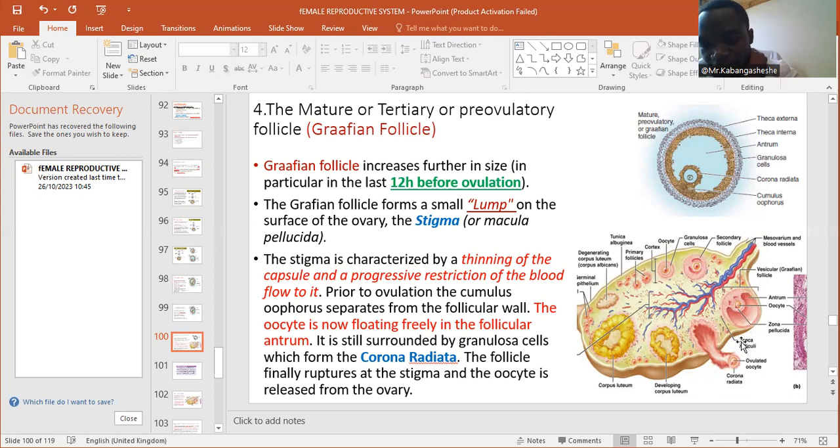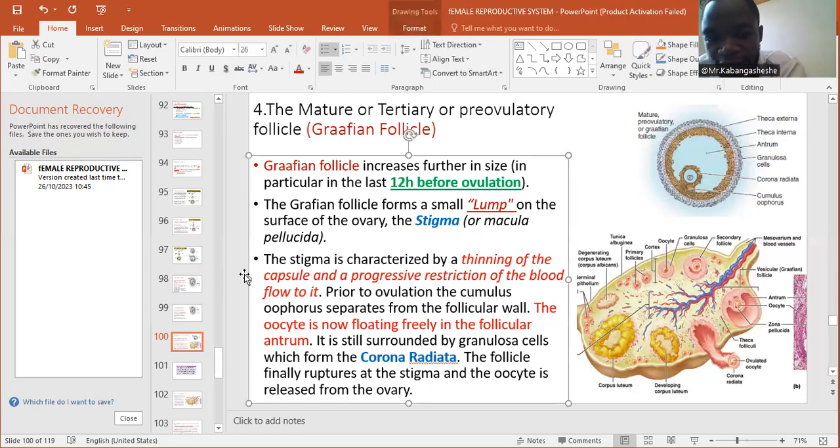So once ovulation occurs, the corona radiata plus the oocyte is picked up by the fimbriae. We discussed the fimbriae under the fallopian tubes. The distal end of the fallopian tubes have finger-like structures, and those structures hold or receive the ovulated ovum and then channel it towards the infundibulum and the ampulla of the fallopian tube, where fertilization will eventually take place.